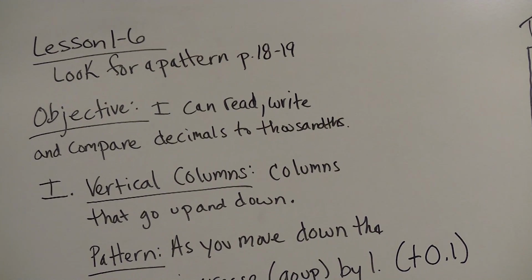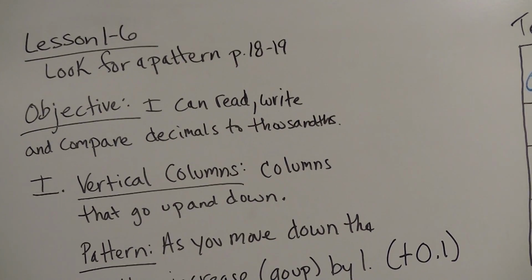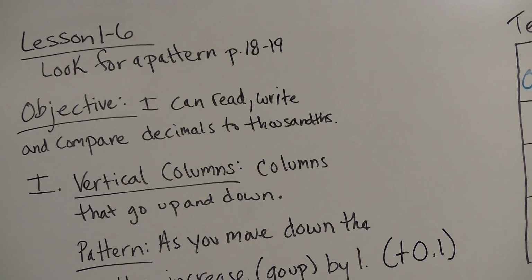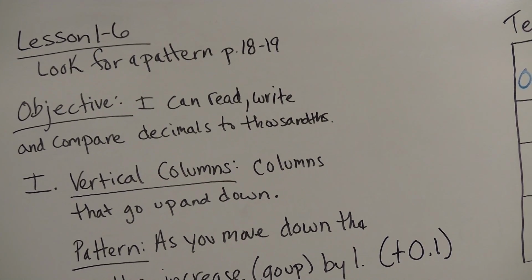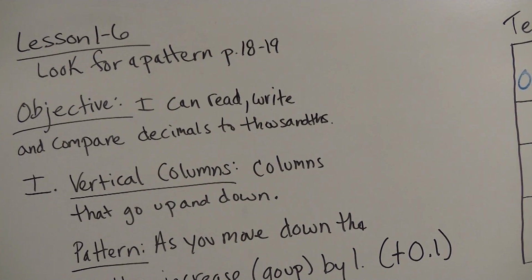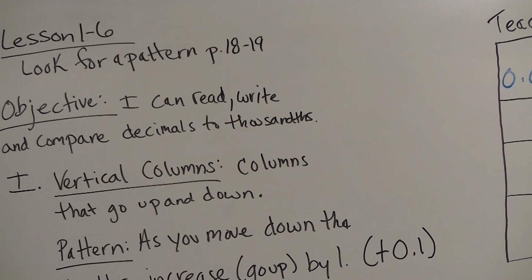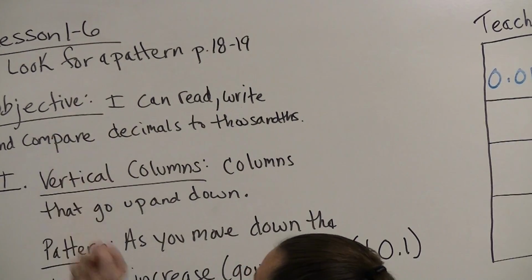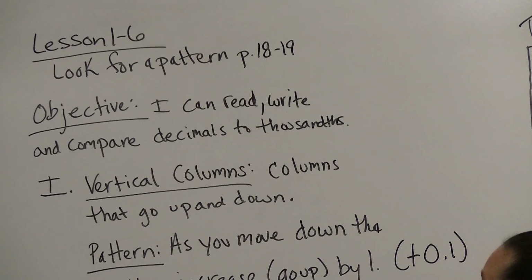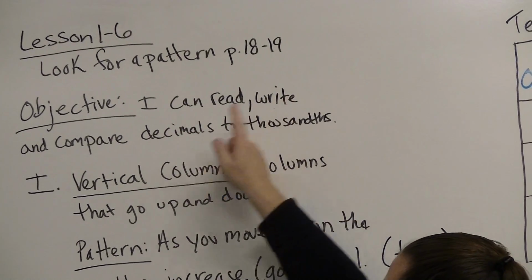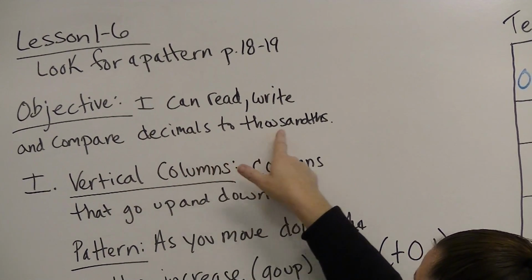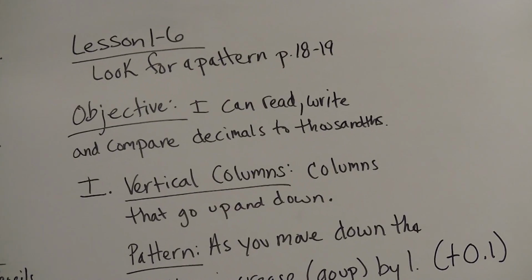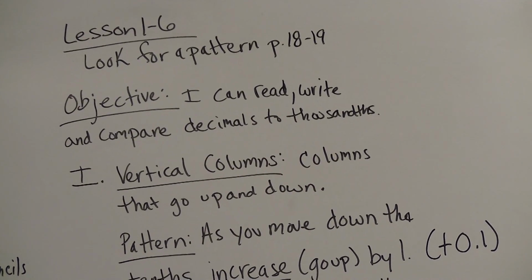We're going to start today in the upper left-hand corner where you see your Common Core, your objective there. You're going to put your objective underneath lesson 1-6 and put down that I can write, read, and compare decimals to thousandths. So again, get your notebook out. Lesson 1-6, we're looking for a pattern today. Your objective is I can read, write, and compare decimals to thousandths. Okay, first get your objective down, and then bring your attention back to the top of page 18.